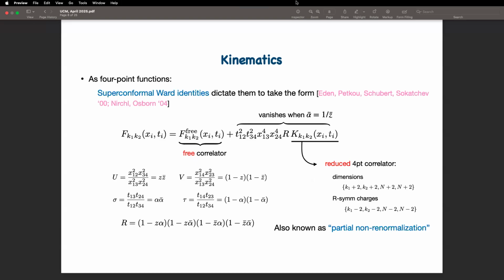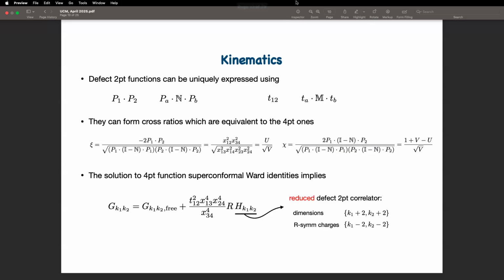So you can write out the free part plus a reduced part, and we just divide it by the 2-point function. Now the defect 2-point function, which I'm denoting here by G, also splits into 2 parts. So this is the free theory defect 2-point function times the reduced 2-point function, which I'm denoting here by H. And this H, again, has shifted quantum numbers. The dimensions become K1 plus 2, K2 plus 2, and the asymmetry becomes K1 minus 2 and K2 minus 2.